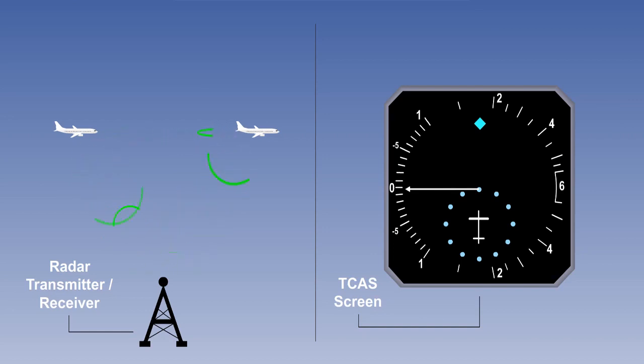With Mode Alpha, you get range and bearing information. In addition, Mode Charlie gives height information.